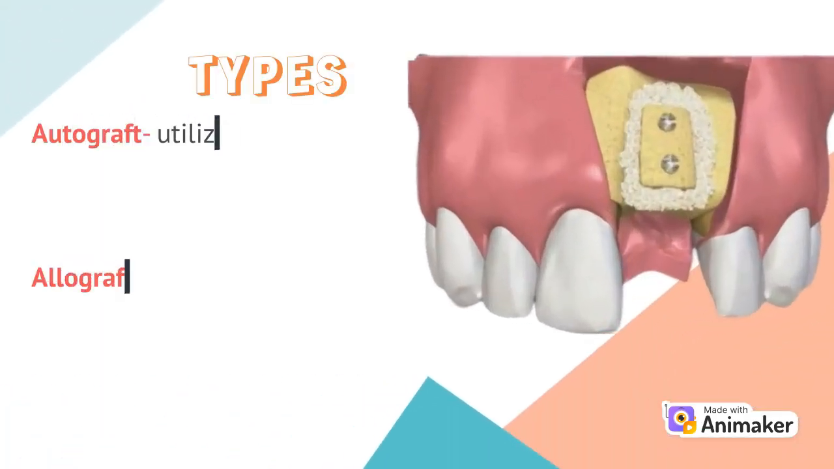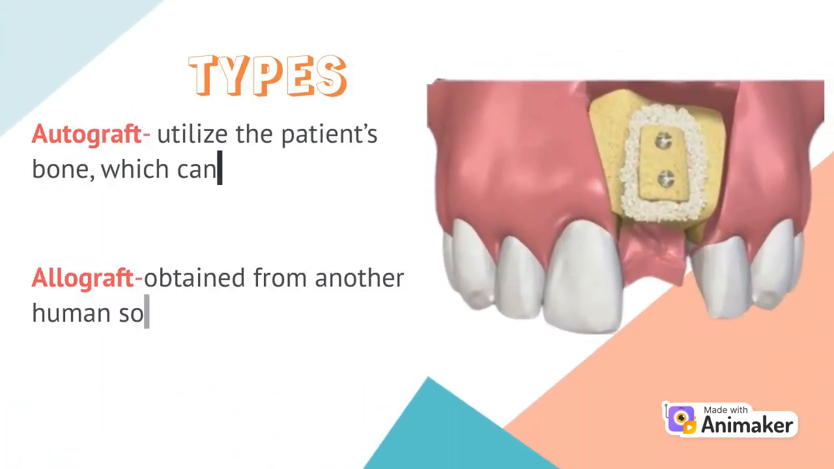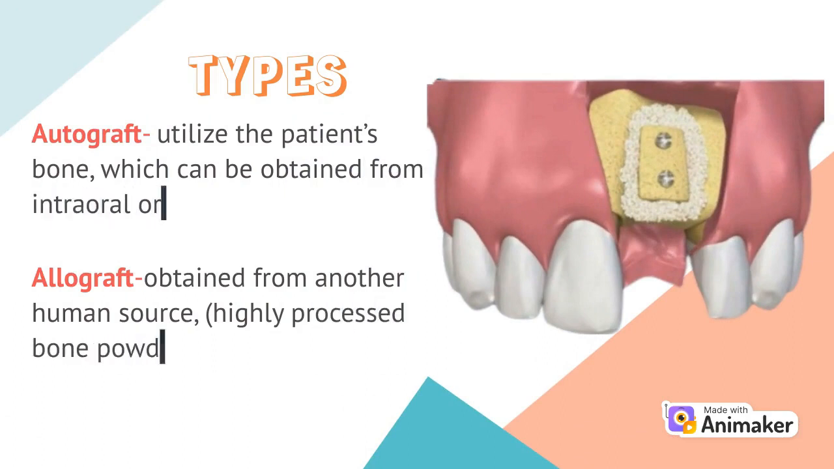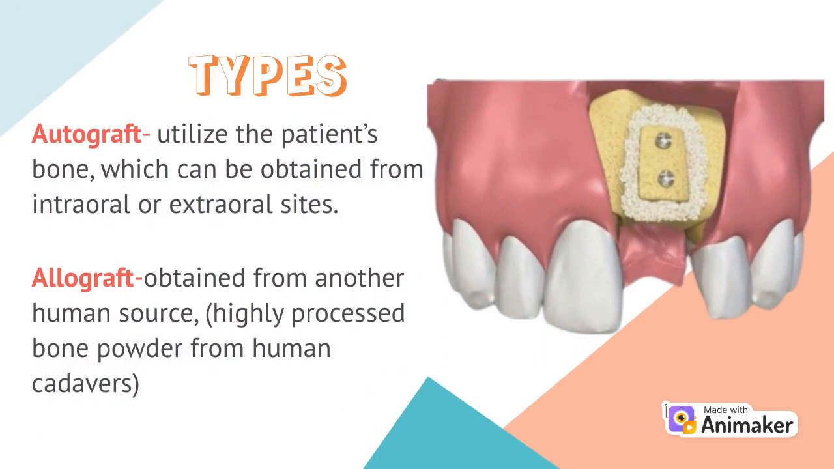Now we have different types. First is the autograft. It utilizes the patient's bone, which can be obtained from intraoral or extraoral sites. These are within the mouth and outside the mouth. These materials for bone grafting are very well accepted by the body and may produce the fastest rate of bone growth. Next, the allograft. It is obtained from another human source. These are highly processed bone powder from human cadavers.